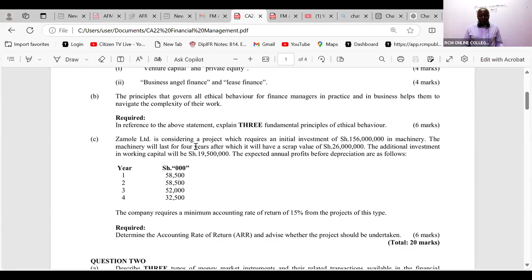The machinery will last for 4 years, after which it will have a scrap value of 26 million. The additional investment in working capital will be 19.5 million. The expected annual profit before depreciation and tax is as follows. You can see year 1, 2, all the way to 4. The company requires a minimum accounting rate of return of 15% from projects of this type. Required: determine the accounting rate of return and advise whether the project should be undertaken.